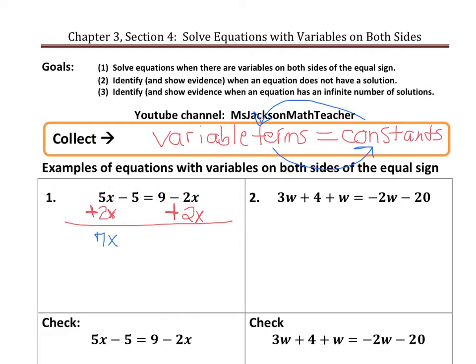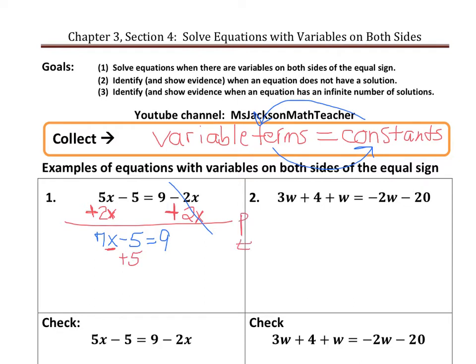We haven't done anything here with this subtract 5, so just bring that down. We haven't dealt with that yet. Bring the 9 down. We haven't touched that yet. And just like negative 2 plus 2 would be 0, negative 2x plus 2x would also reduce to 0. All right, now we're here with an equation that looks like something we've been dealing with all along. We've got x here being multiplied by 7, and we're subtracting 5. We're going to undo that subtraction of 5.